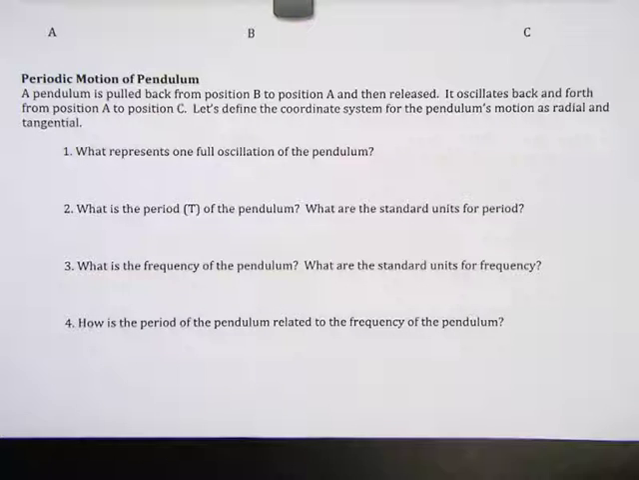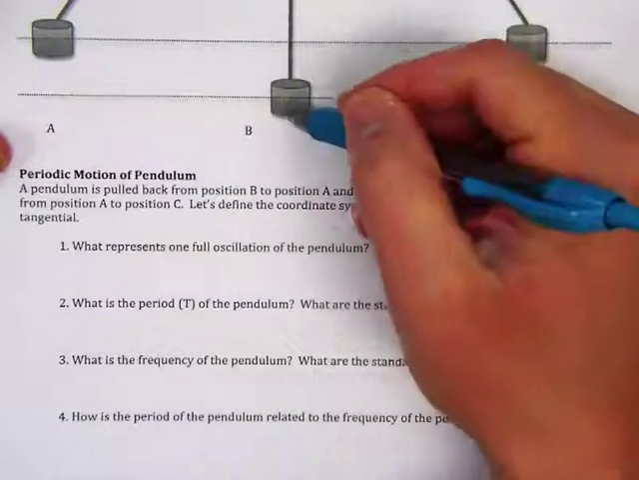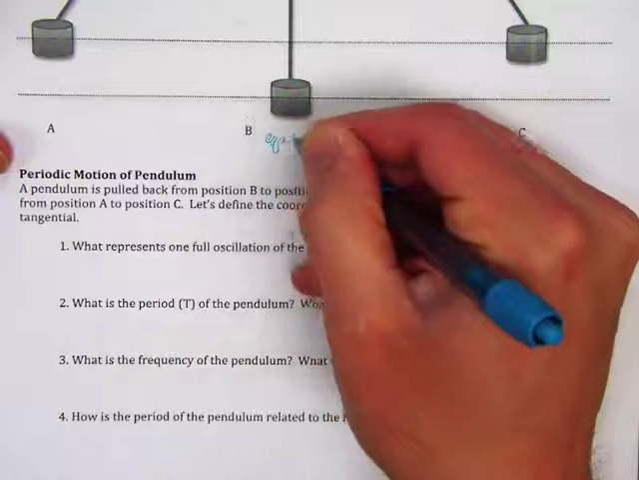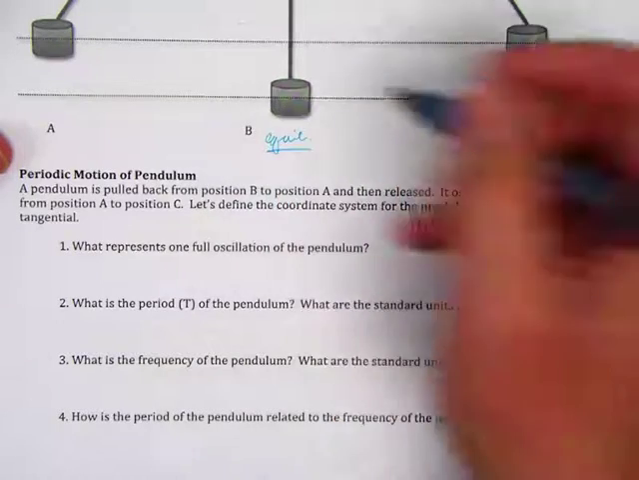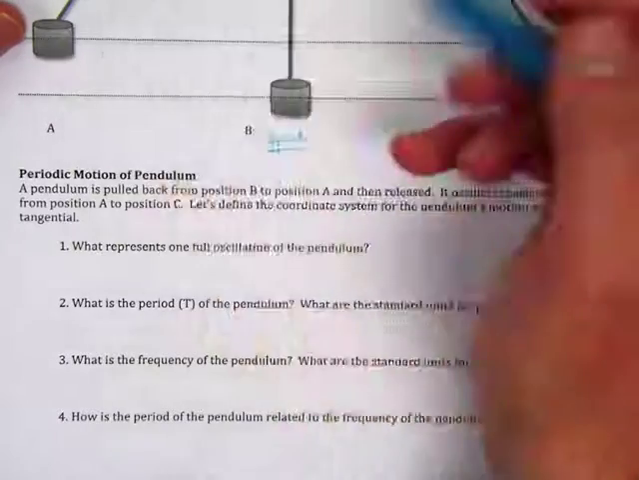Alright, in this video we're going to take a look at the periodic motion of a pendulum. So what we see with a pendulum, and let's take a quick look at the picture. If we were to leave it at its equilibrium position, so equilibrium, remember, is the lowest point, and pull it back to position A, its maximum height, and then let it go.